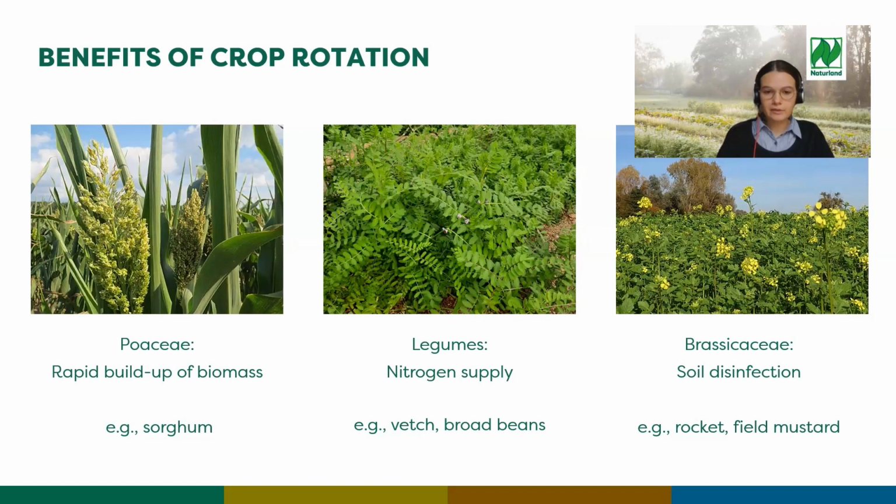And the last plant family of Brassicaceae, as shown here, the field mustard, but also rocket can be used and is used in greenhouses in Italy. They can disinfect the soil and therefore help with various soil-borne diseases and pests.